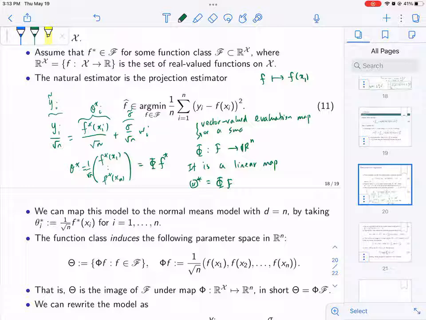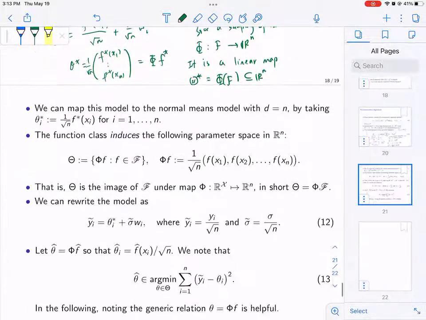or sampling operator, whatever you want to call it. So theta star is nothing but the image of this function class under the sampling operator. So it's going to be a subset of Rn. And if F is a vector space, for example, because it's a linear map, this is going to be another vector space. But in general, it could be a complicated set.